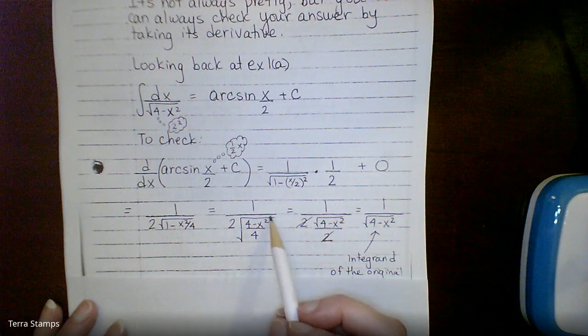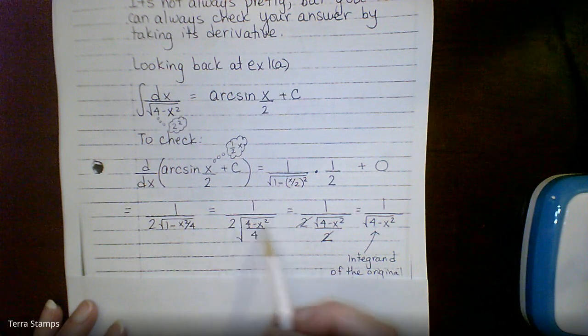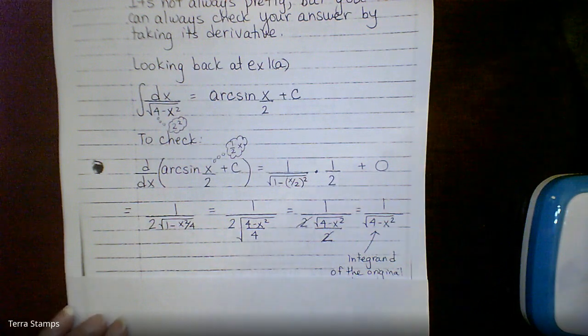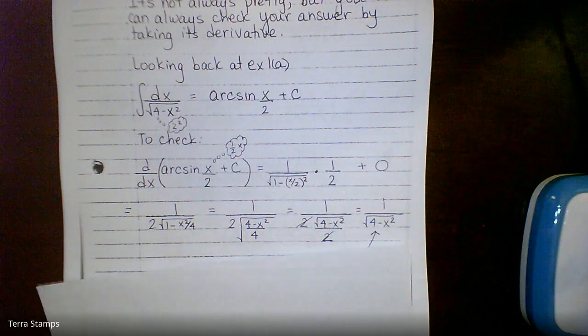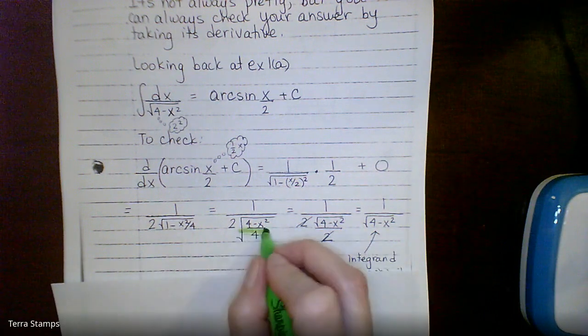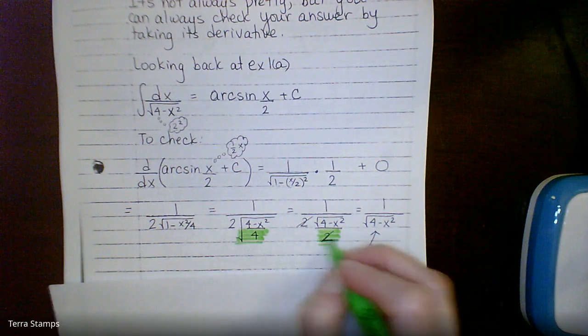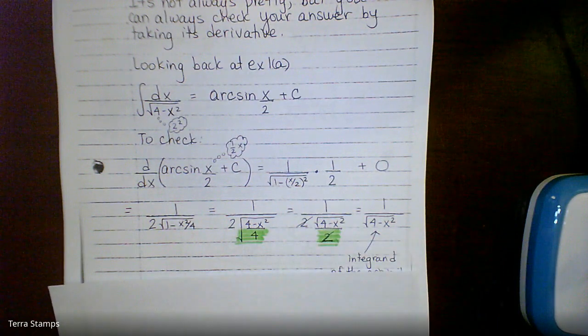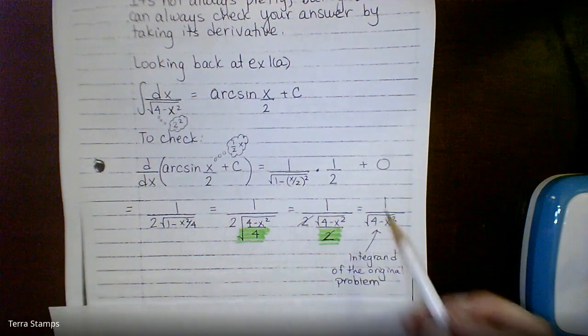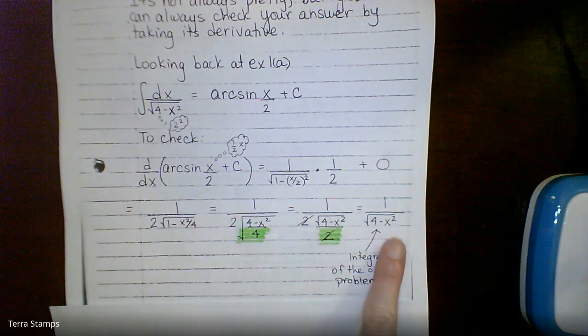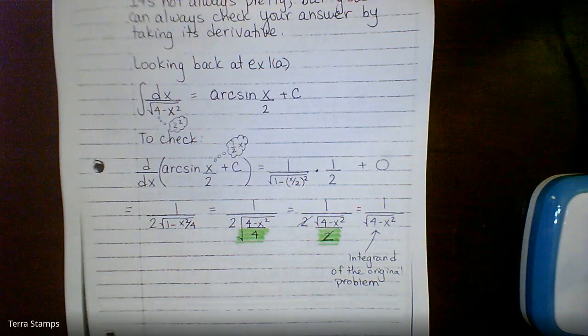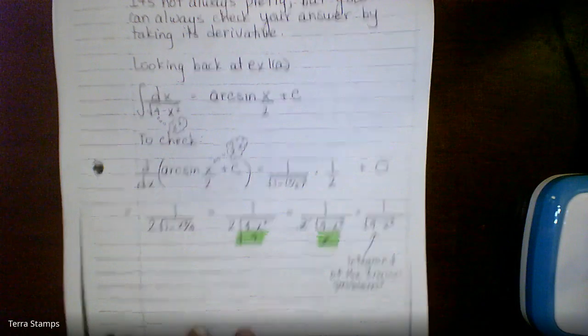In doing that, I can split this up into the square root of the top over the square root of the bottom. The square root of this 4 right here is 2. So that means that those 2's are going to cancel. And boom, there we go. That was the integrand of the original. So if you have some extra time and you want to check this using a derivative, you absolutely can. It's not always pretty, but it can be done.